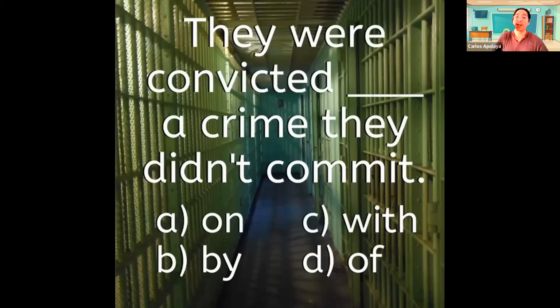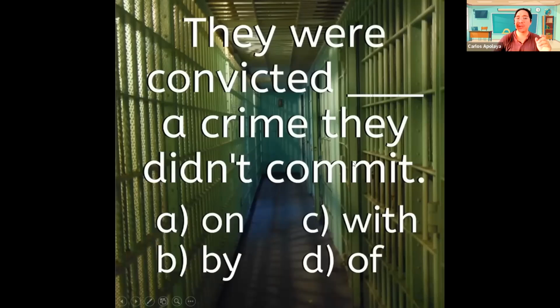Incorrect. When you are convicted means that you were guilty and you were in jail. Therefore, you were in jail. You see? Convicted. You were guilty. Therefore, you were in jail. So they were convicted.